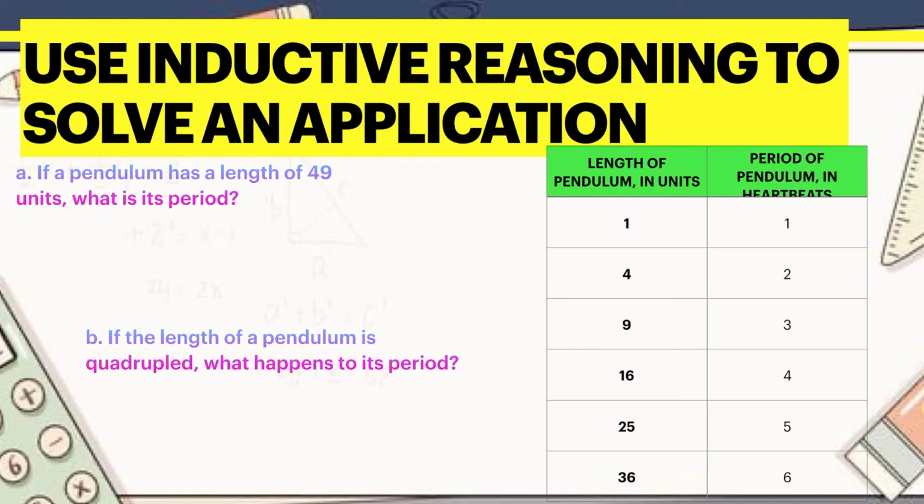Looking at the table of lengths of pendulums in units, all of them are square roots. The square root of 4 is 2. The square root of 9 is 3. The square root of 16 is 4. The square root of 25 is 5. The square root of 36 is 6. Now, the square root of 49 is 7. So, the length of 49 units will have a period of 7 heartbeats.